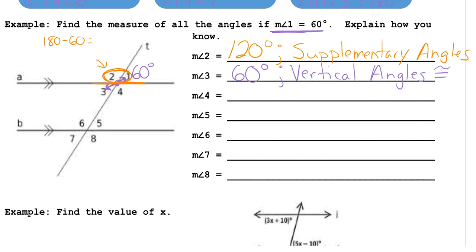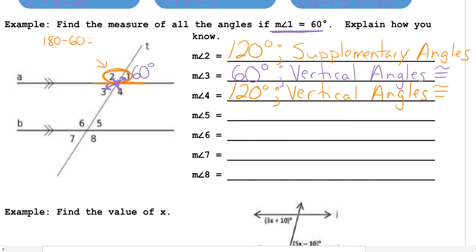Okay, and once I know angle 2, I'm then able to figure out angle 4, because again, 2 and 4 are also vertical angles, so that means that 4 is also going to be 120 degrees. But not because of supplementary angles. I said it was 120 degrees because I was using the vertical angles relationship. And I know that vertical angles are congruent.